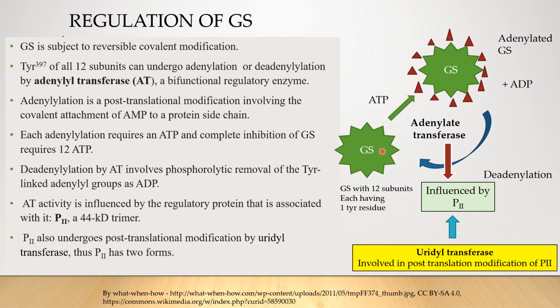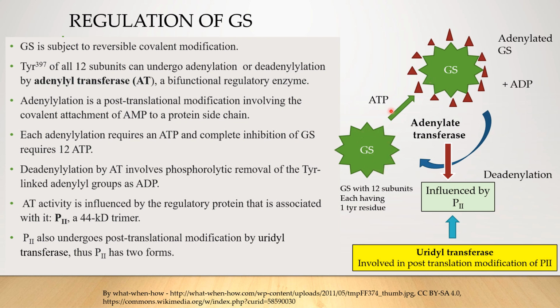Now here the glutamine synthetase is undergoing adenylation as well as deadenylation by the enzyme adenylyl transferase. That is, the same enzyme is doing both things, so it is a bifunctional regulatory enzyme. Adenylation is a post-translational modification wherein you have AMP attached to the protein side chains. Each adenylation requires one ATP.